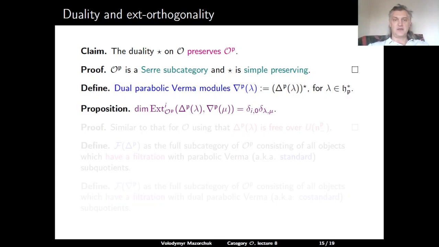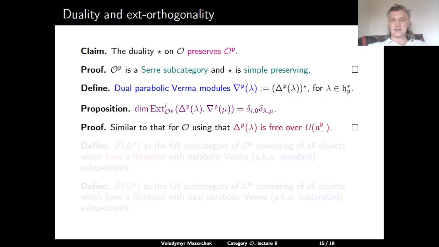And again, similarly to category O, the claim is that the parabolic Verma modules and the parabolic dual Verma modules form two X-orthogonal families of modules. So the dimension of Xi from delta P lambda to nabla P mu in the parabolic category OP is equal to the Kronecker delta I0 and the Kronecker delta of lambda mu. So this is one-dimensional only if we talk about Hom and if lambda is equal to mu. In all other cases, this is zero-dimensional.